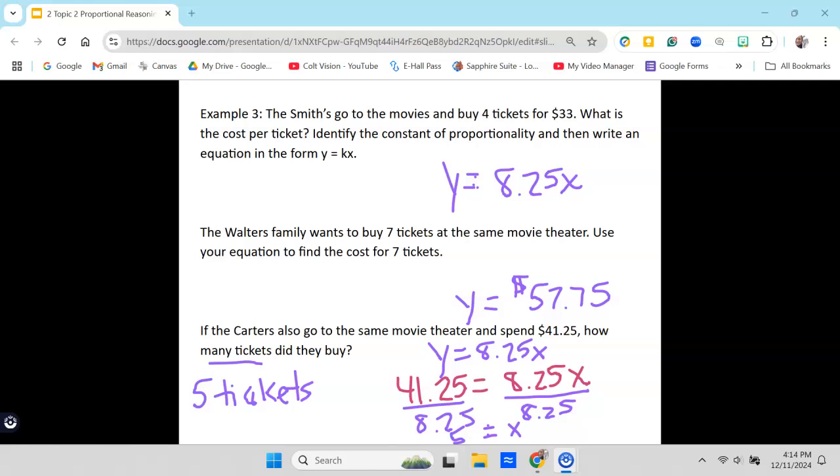So there's lots of ways of solving these problems. I'm just showing you how you can use the equation to solve them. So it's good to have more than one way. Okay, let's take a look at one more example before we end the video.